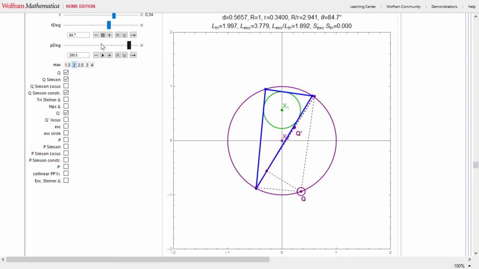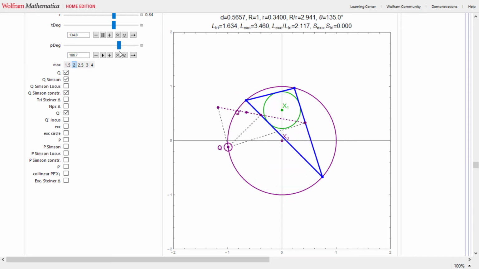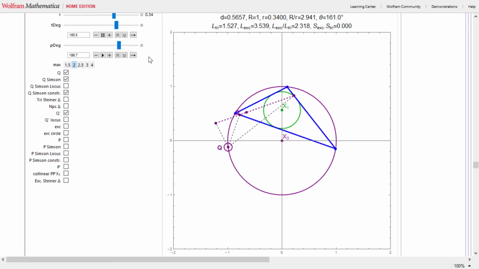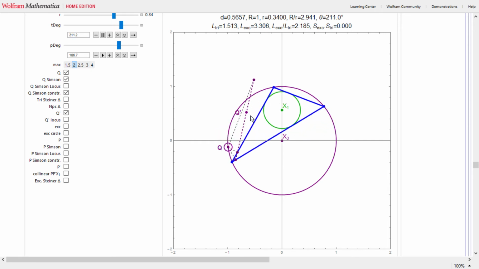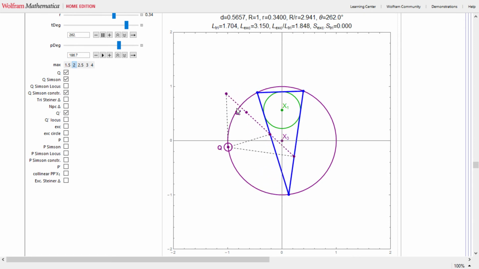For example, if I move Q around a little bit, let's put it somewhere else, let's put it over here. So now the fixed point is right here. I'm calling this point Q prime. And the Simson lines that get generated by the Poristic family all pass through this point. So that's pretty nice.